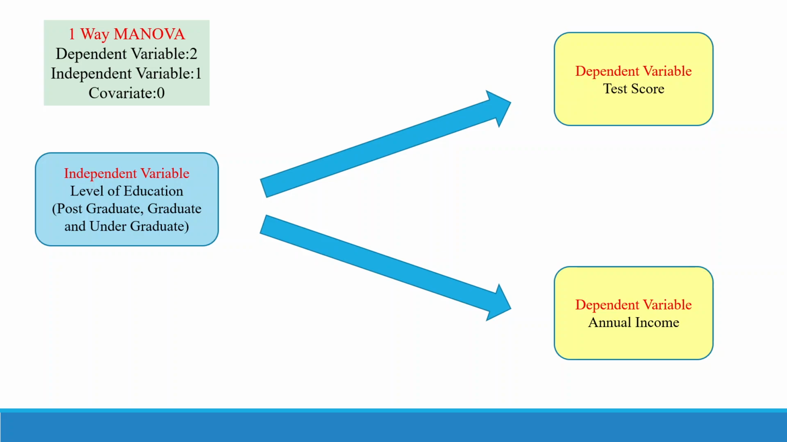Next is one-way MANOVA. Two dependent variables, one independent variable, zero covariates. Independent variable, level of education, discrete. Dependent variable, test score, continuous. Here, the other dependent variable, annual income, continuous.